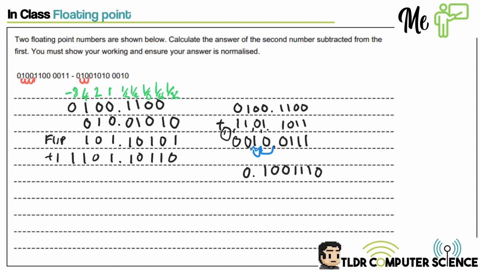Yeah. Because what's happened is because I've gone twice to the left. What have I done with the mantissa? I've made it bigger or smaller? Smaller. So the exponent will be positive 2 or negative 2. So 0, 0, 1, 0.